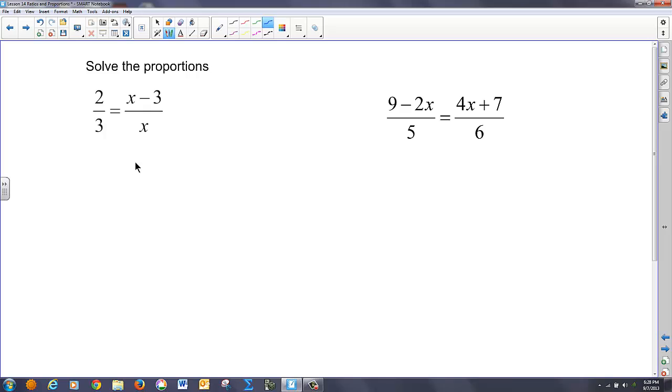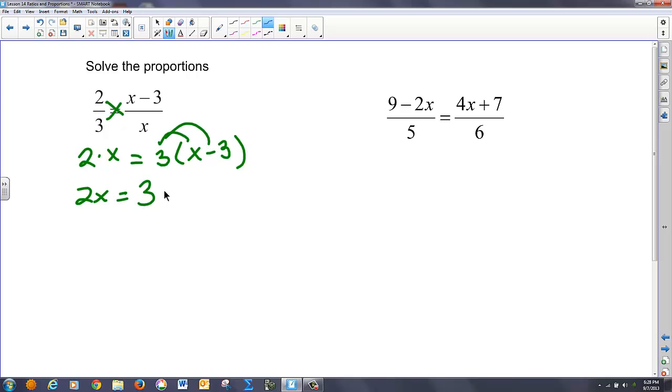So now I'm asked to solve these proportions, and once again, if they are proportions, then my cross product has to be equal. So I know that in this case, 2 times x will equal 3 times the quantity of x minus 3. 2 times x is 2x. I'm going to distribute this 3 through, giving me a 3x minus 9.